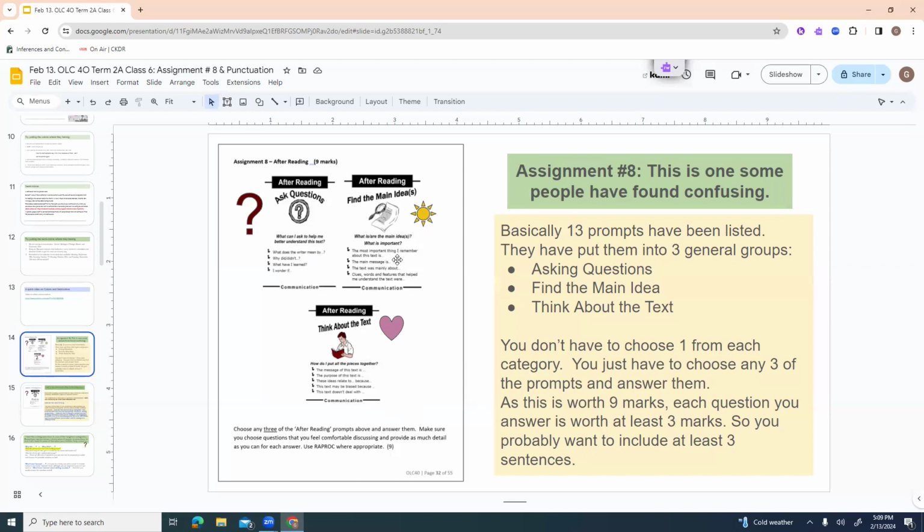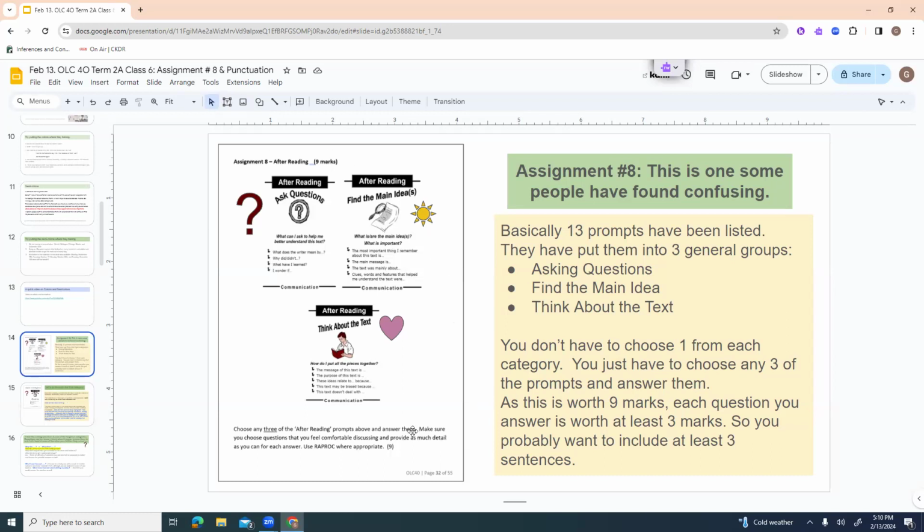So I wouldn't choose "the main message is" and "the text was mainly about" because they probably are pretty similar, right? But I could write "the most important thing I remember is" and "clues, words, and features that help me understand the text were," because those are going to be very different answers.